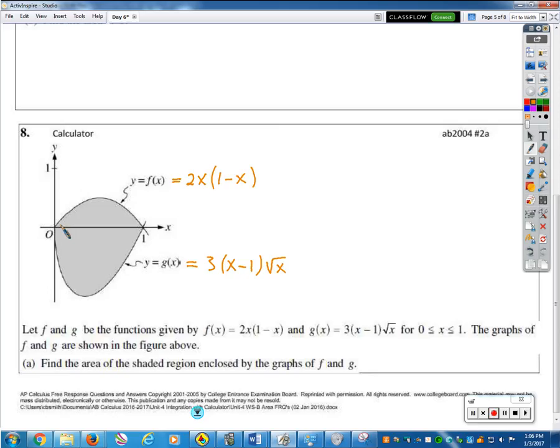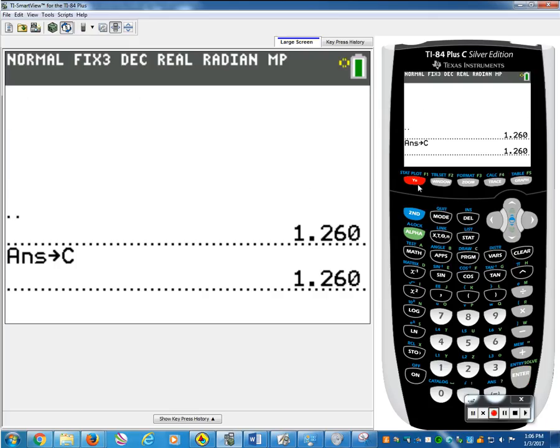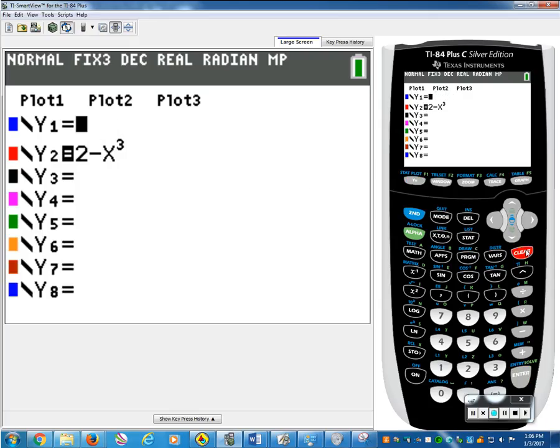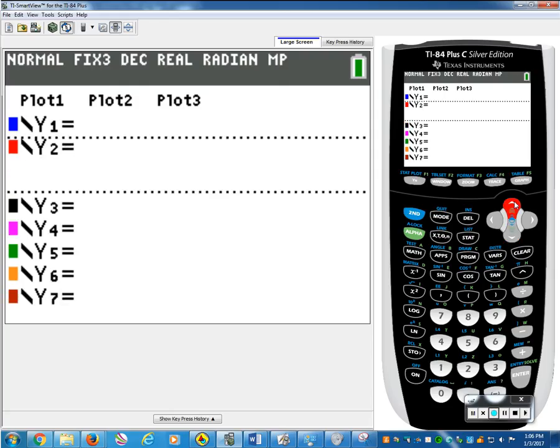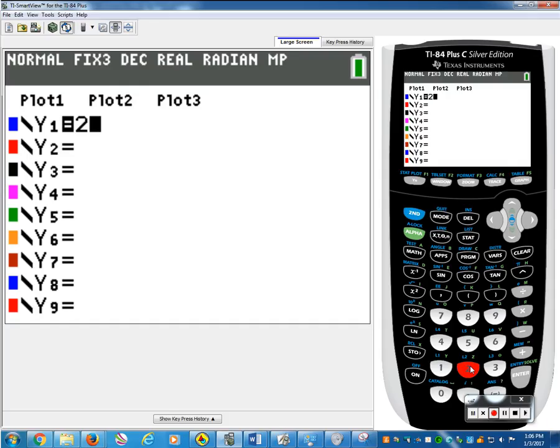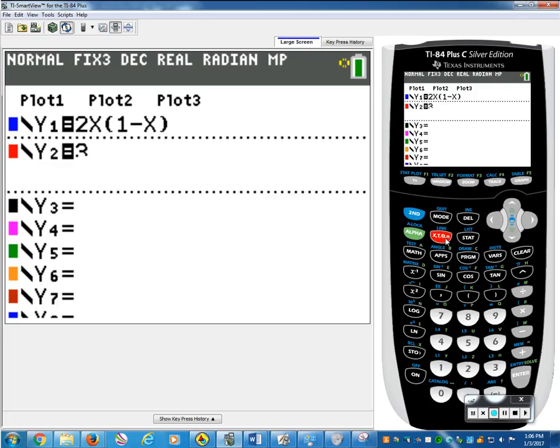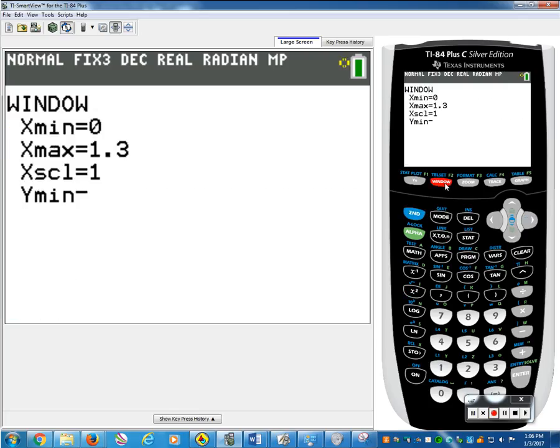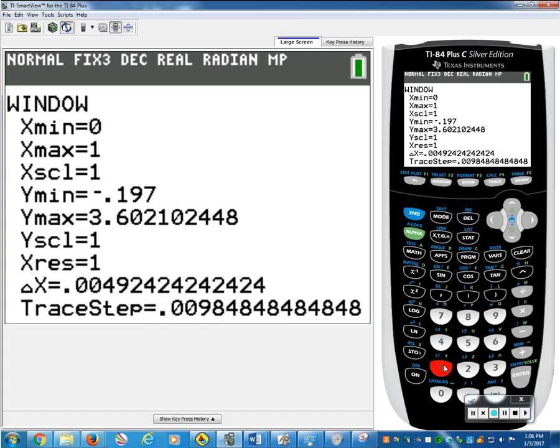So go to your calculator. On the 84, please always put the F function in Y1 and the G function in Y2. That will prevent mistakes. So it was 2x, parentheses, 1 minus x, close parentheses, and then Y2 is 3, parentheses, x minus 1, close parentheses, and then square root of x. They said the window is 0 to 1. Zoom fit.